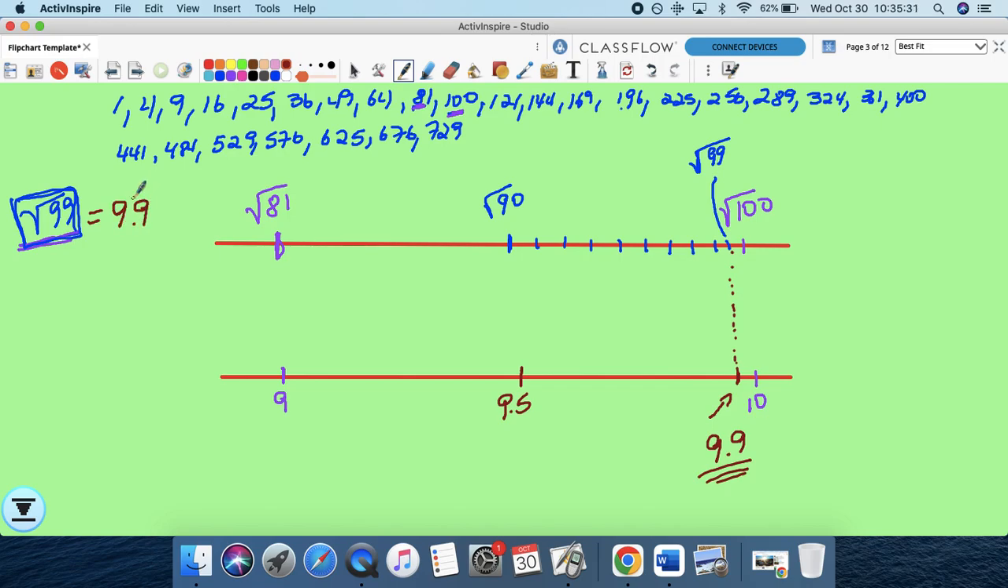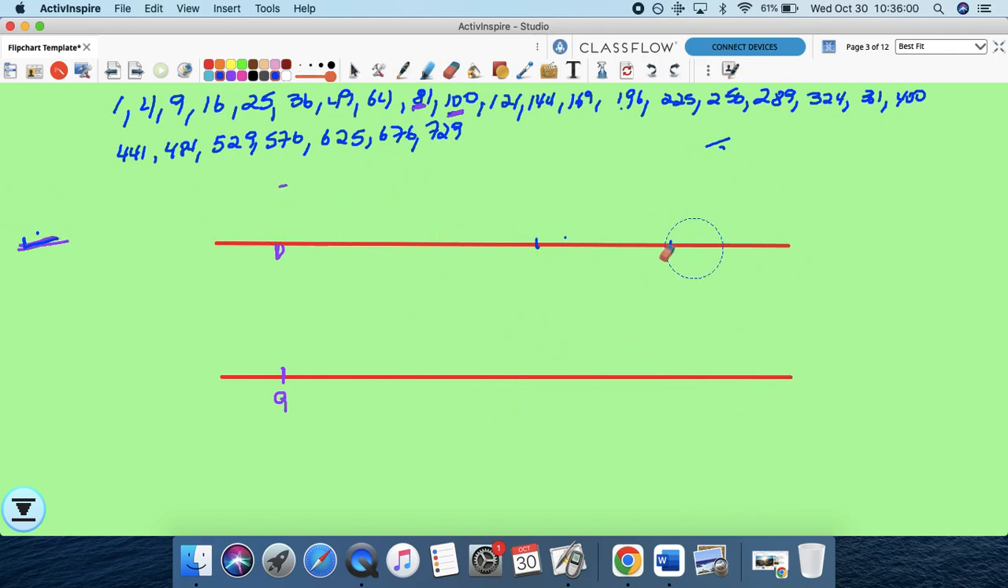If you took a moment to take your calculator out and you enter the square root of 99, and I'm going to do that on my phone, 99 square root, and if you took the square root of 99 in your calculator, you get 9.9498 dot dot dot. So we were pretty close using this particular method. Okay?